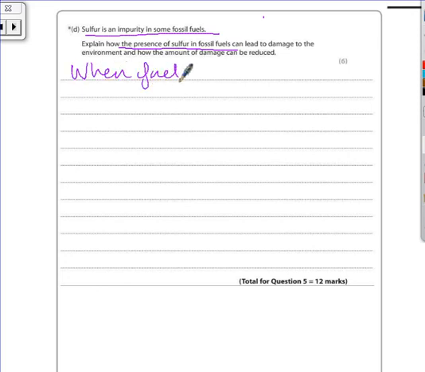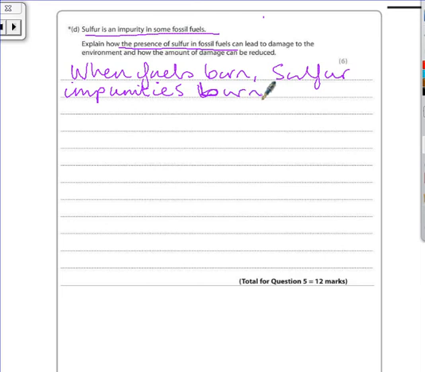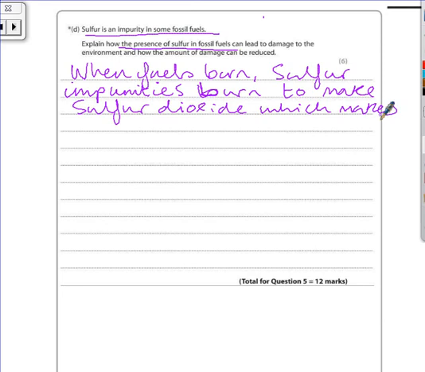So when fuels burn, sulfur, which is an impurity in some fuels, burns to make sulfur dioxide, which dissolves in rain to make acid rain. Okay, so sulfur impurities burn to make sulfur dioxide, which makes acid rain.